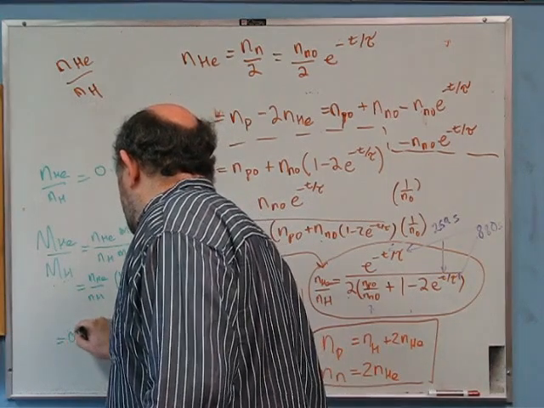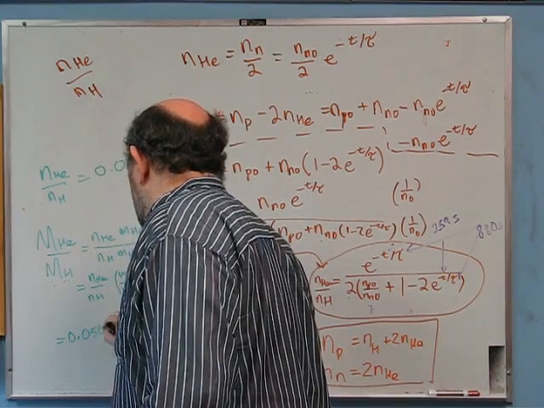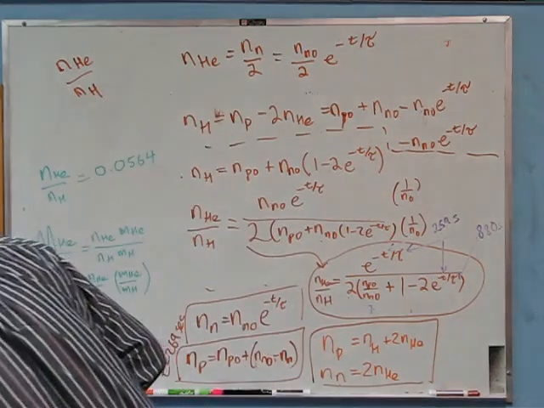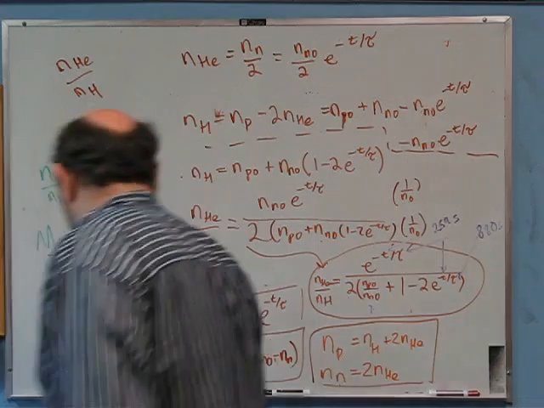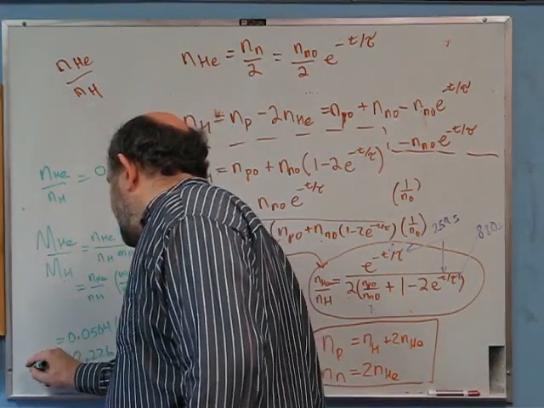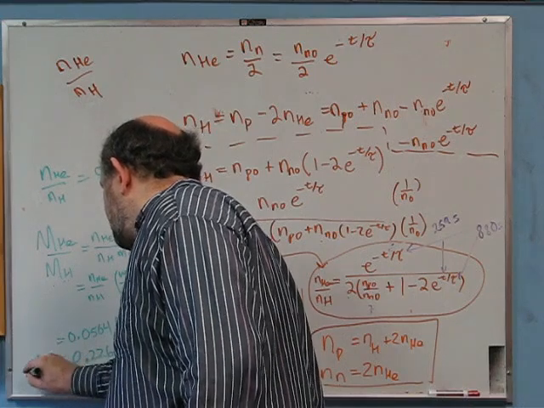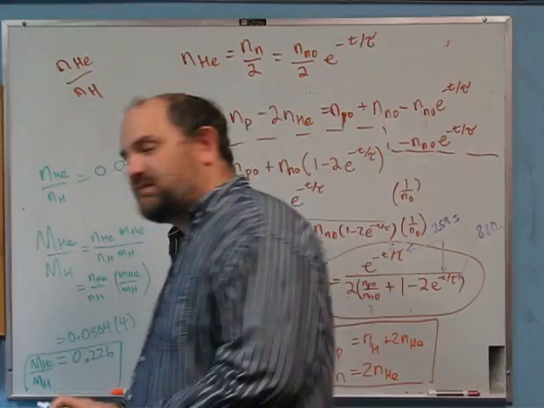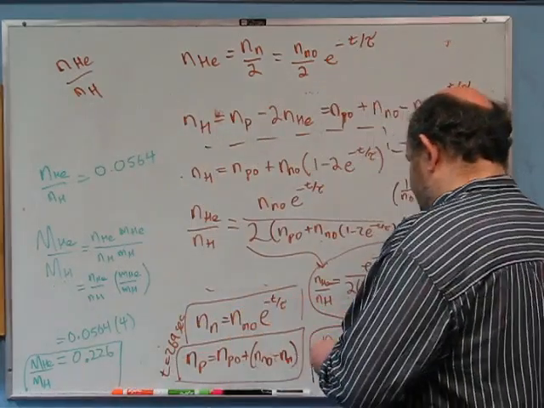So that's 0.0564 times 4, which when you do that, you get 0.226. All right. That is what we have calculated for the mass ratio of helium to hydrogen in the universe produced by the Big Bang, given the assumptions that I gave you.